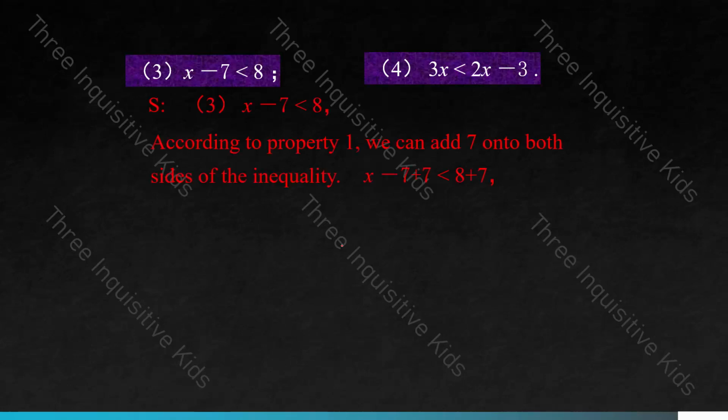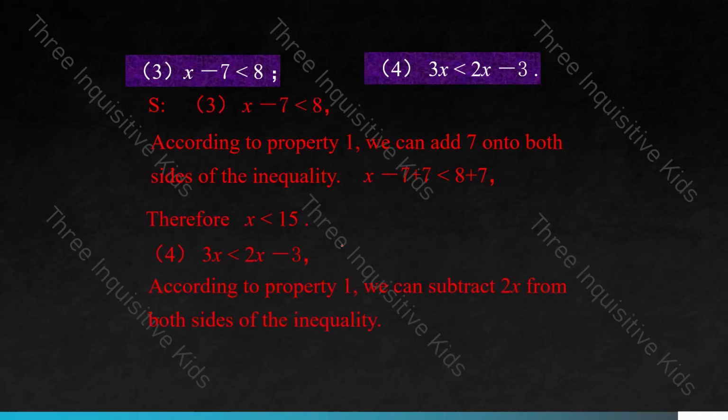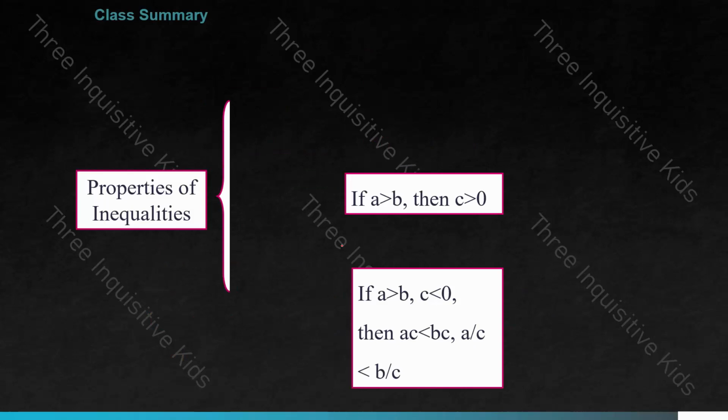Alright, now here's the answer key. x minus 7 is less than 8. According to property 1, we can add 7 onto both sides of the inequality and get x minus 7 plus 7 is less than 8 plus 7. Therefore, x is less than 15. And for the fourth one, according to property 1, we can subtract 2x from both sides of the inequality and get x is less than -3.